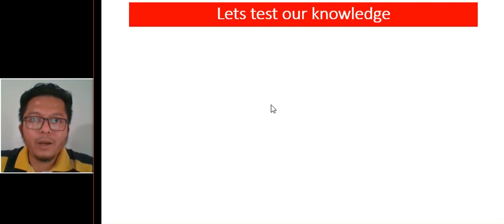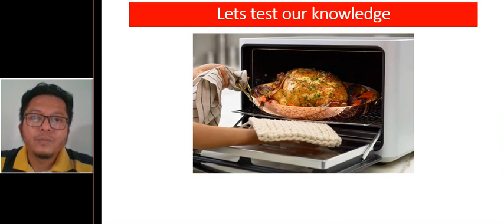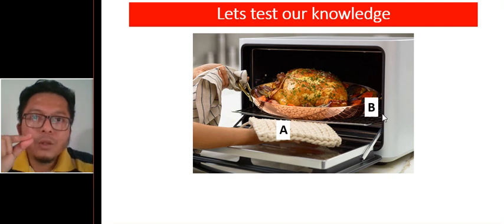Good, let's test our knowledge. Let's check which one is a good conductor of heat and which one is a poor conductor of heat. A and B. Which one is a good conductor of heat? Which one is a poor conductor of heat? Now remember, a good conductor of heat means heat can flow through easily. A poor conductor of heat means heat cannot flow through easily. The material does not allow heat to flow through easily. It becomes hot slower.